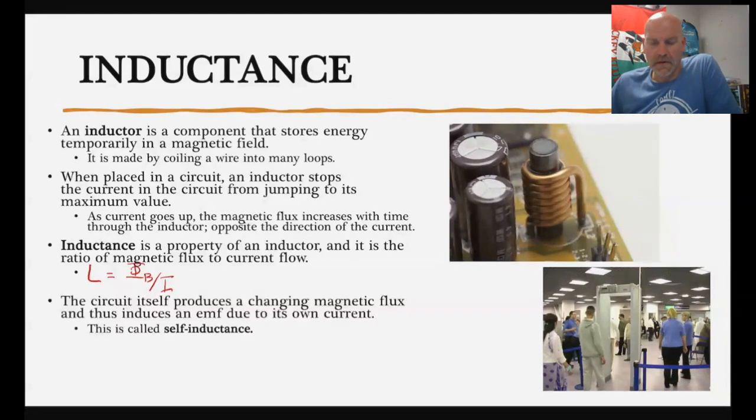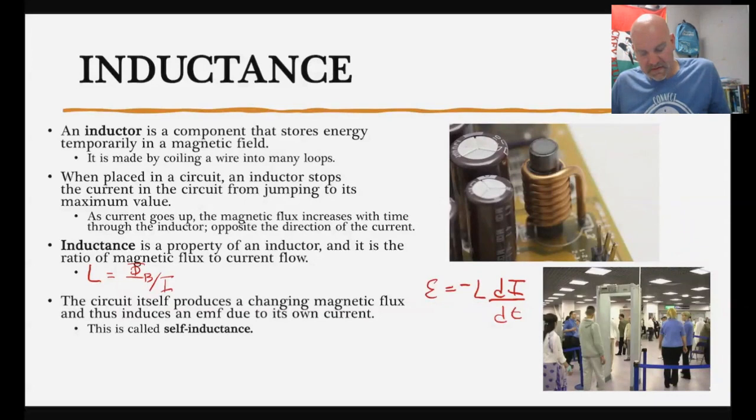So it allows you to substitute in many different formulas to simplify and get what you're looking for. Now, the circuit itself will produce a change in magnetic flux, thus inducing an EMF due to its own current, and we call this self-inductance. The EMF that is created is equal to negative L dI/dt. You're changing current with respect to time, and you multiply that by the inductance, and that'll allow you to figure out the EMF that is induced.